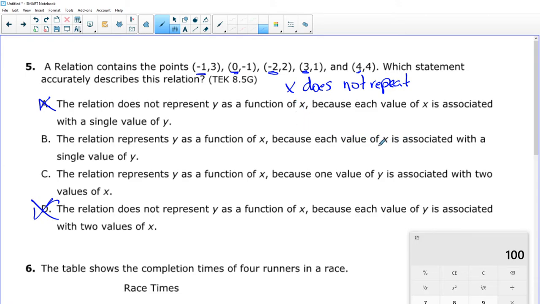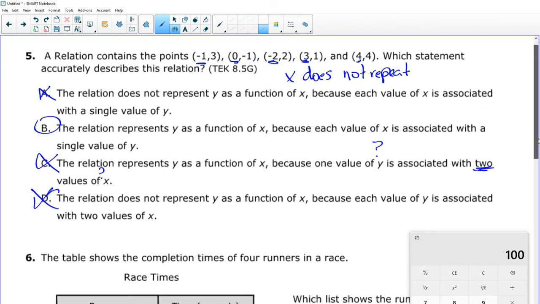So our 2 explanations we have, each value of x is associated with a single value of y. That sounds pretty good, right? Every x gets its own answer, which means x doesn't repeat. I like that. Our second one, because one value of y is associated with 2 values of x. This doesn't make any sense at all. If you see any answer that says it is a function because there's 2 of something, that's not it. That's not what we're looking for. Okay? Every x gets its own y. That's like the definition of a function. The bad definition. The good definition is x doesn't repeat.